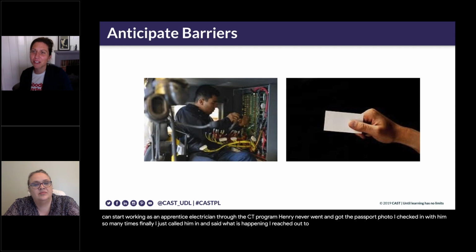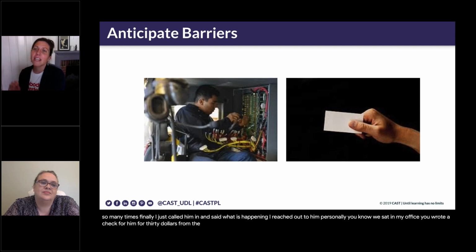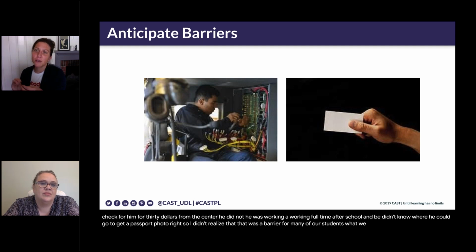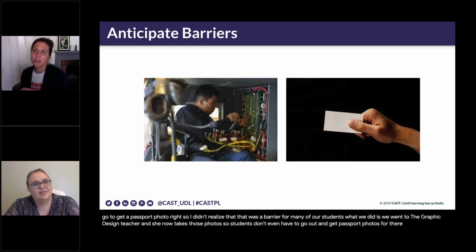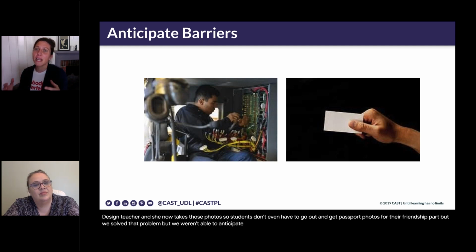I reached out to him personally. We sat in my office. We wrote a check for him for $30 from the center. He was working full-time after school, and didn't know where he could go to get a passport photo, right? So I didn't realize that that was a barrier for many of our students. What we did is we went to the graphic design teacher, and she now takes those photos, so students don't even have to go out and get passport photos for their apprenticeship card. We solved that problem, but we weren't able to anticipate it. But now that we knew about it, we can anticipate that barrier.